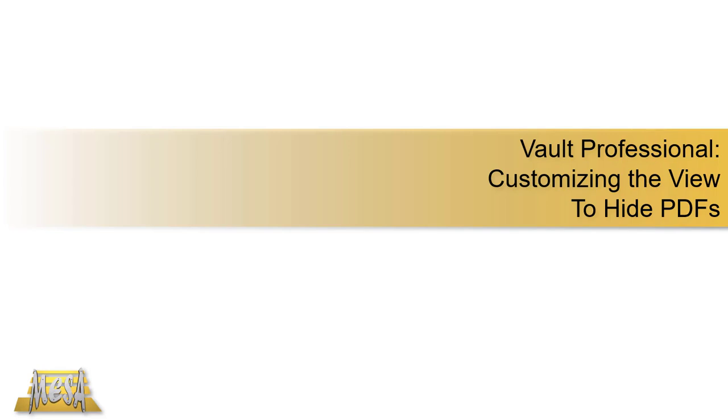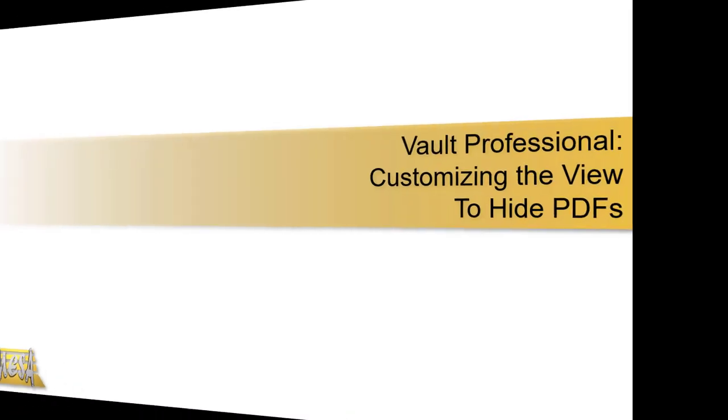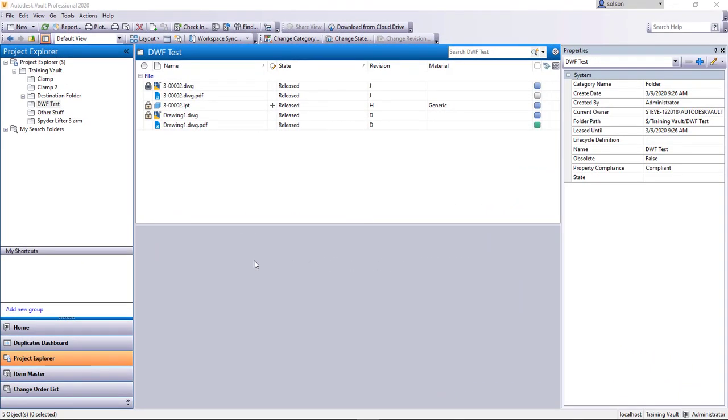In this video, I'd like to take a look at how to create a customized view in Vault that will hide the PDFs. I've heard some feedback recently from users that they really like that Vault can create the PDFs and store them right along their CAD files. However, when they're browsing through the Vault, it becomes an extra file that they have to work with, and in some cases, they just want to hide them, almost like the DWFs become hidden.